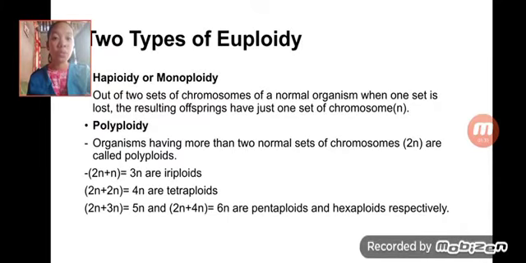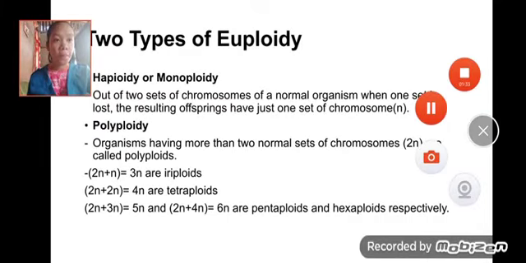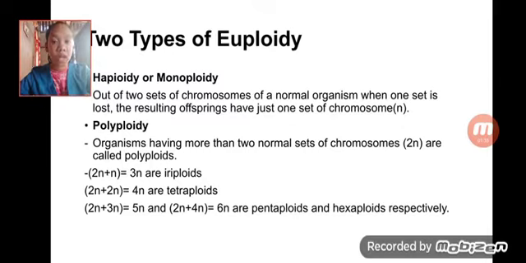So first, let's tackle euploidy. There are two types of euploidy: the monoploidy and the polyploidy. Monoploidy is when, out of the two sets of chromosomes of a normal organism, one set is lost. The resulting offspring have just one set of chromosomes. So a monoploid individual has only one set of chromosomes instead of the usual two sets.